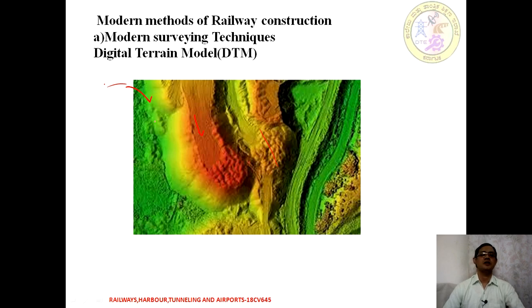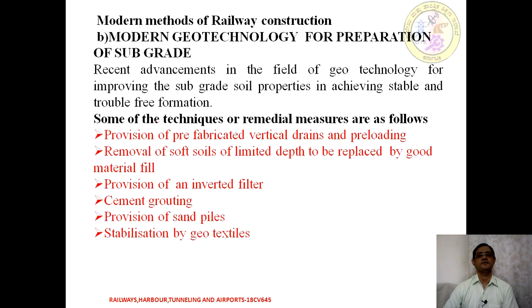Depending upon this terrain model, we can easily generate the cross section, and a rough alignment can also be obtained by using a DTM, or digital terrain model. So this is another modern surveying technique as far as railway construction is concerned.